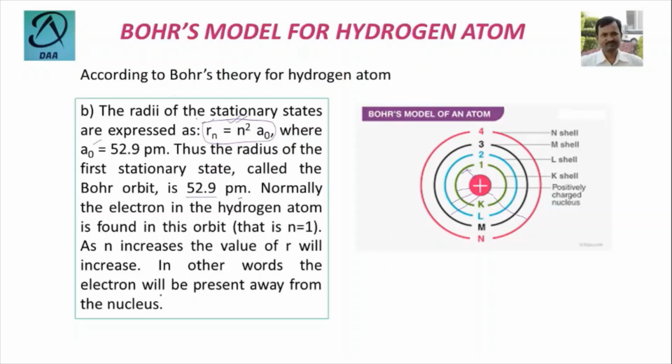In other words, the electron will be present away from the nucleus. That means when the electron is away from the nucleus, its radius also will increase as per this equation.